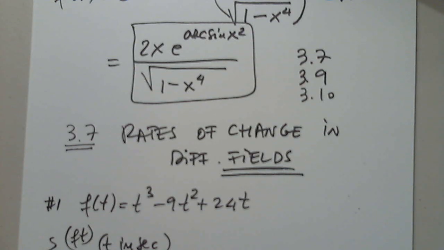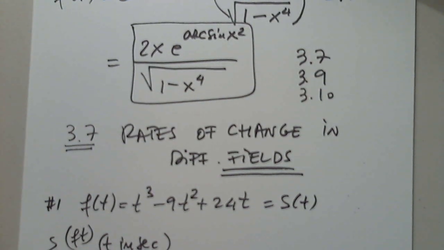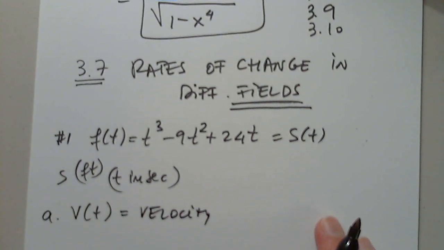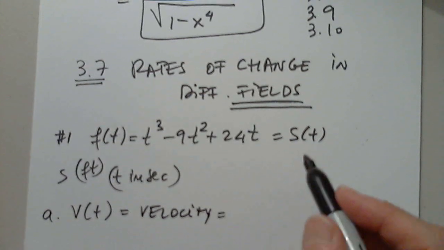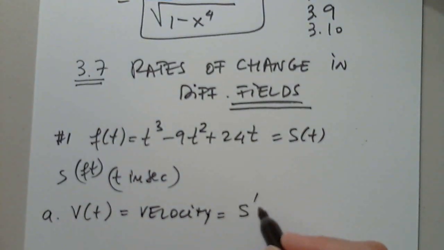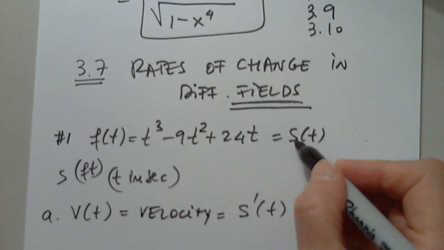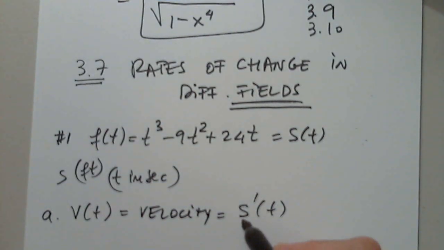Find the velocity at time t. So this is our s of t, or f of t, same thing. Distance of time. How do I find, part A, how do I find the velocity? We differentiate. Exactly. So this is exactly s prime of t. The rate of change of distance with respect to time is velocity.